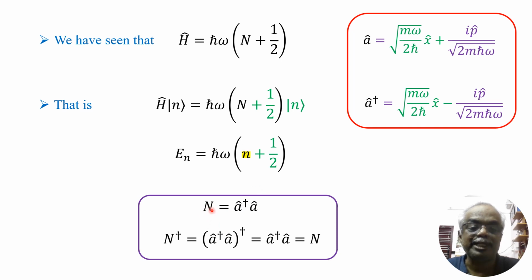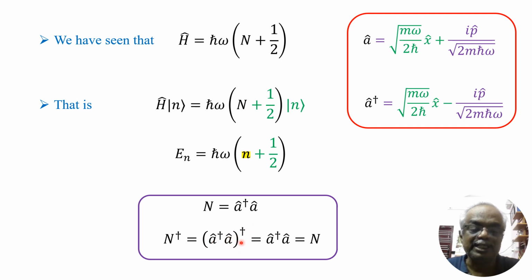Then the number operator. What about the number operator? Whether it is Hermitian or not? N is, by definition, equal to A dagger A. So N dagger is the whole thing, and we are taking the complex conjugate.